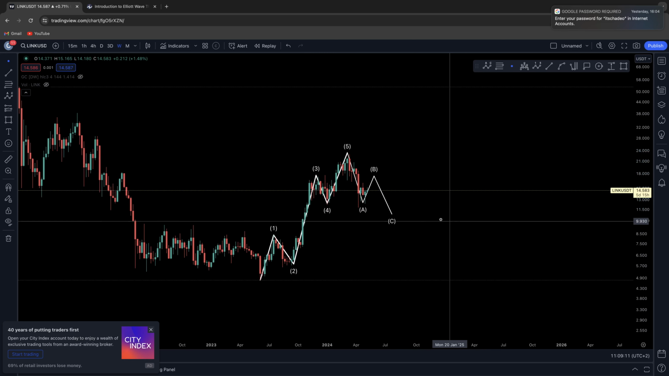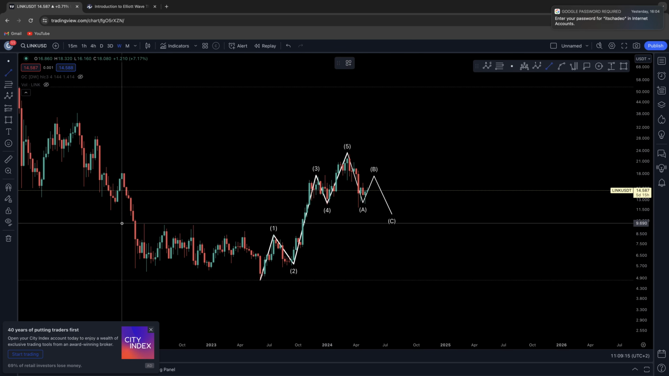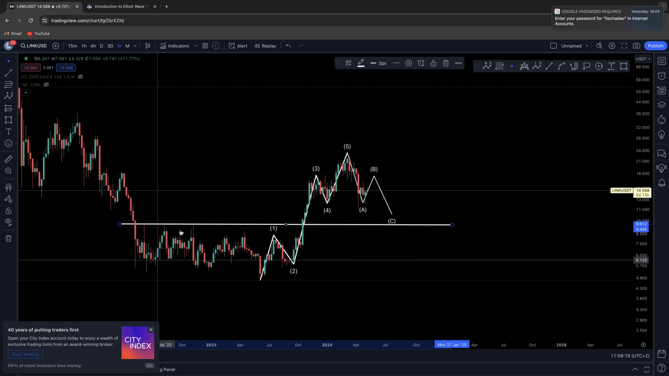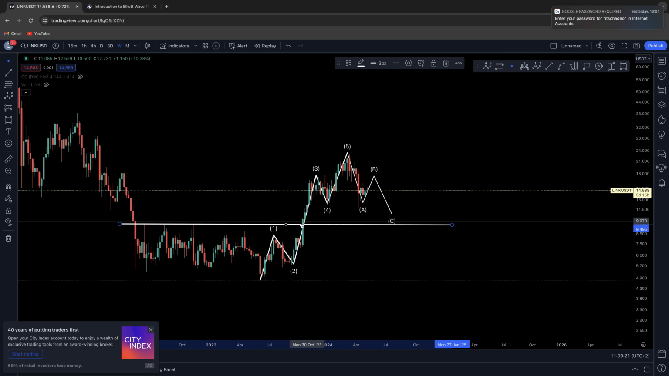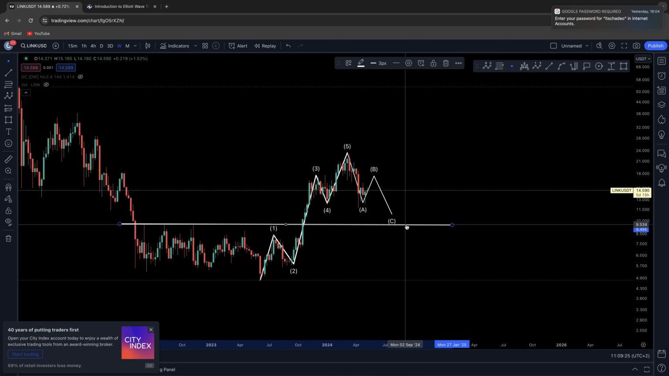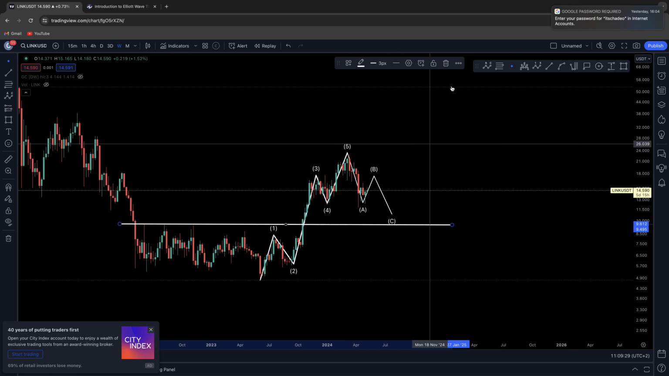It's important to think that since Chainlink has broken out of this previous multi-year resistance, this accumulation range, in this large impulsive wave, it hasn't come back down to this range to accumulate for support to confirm the continuation of the trend.